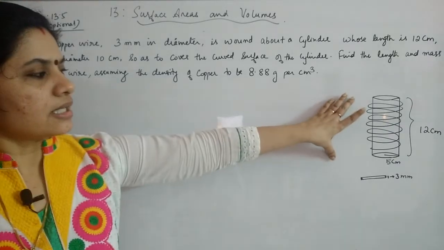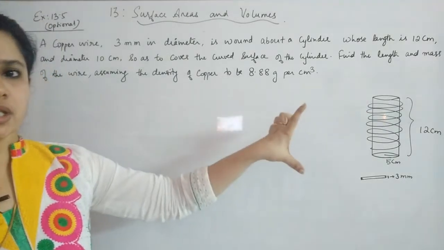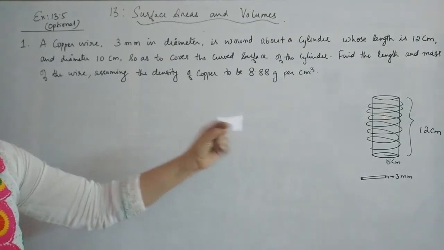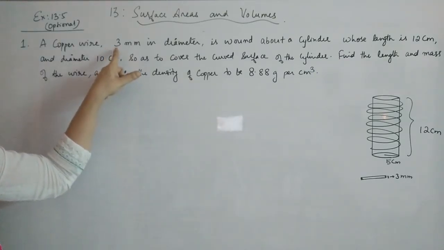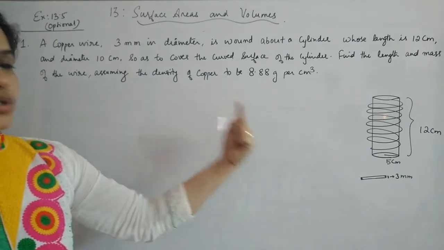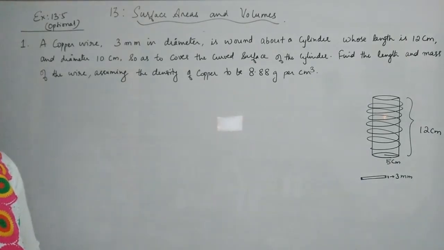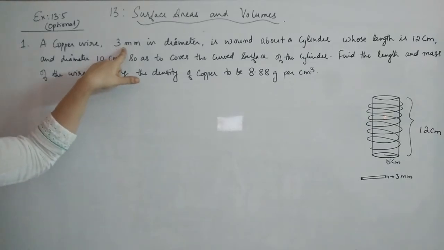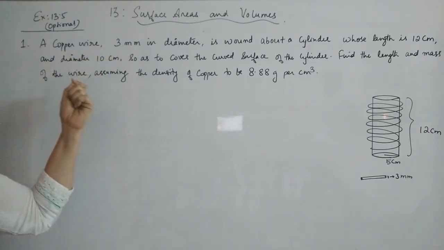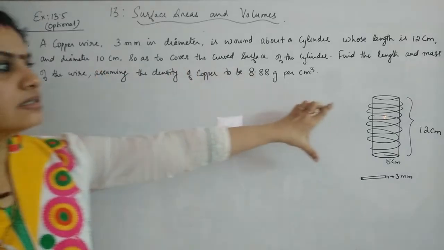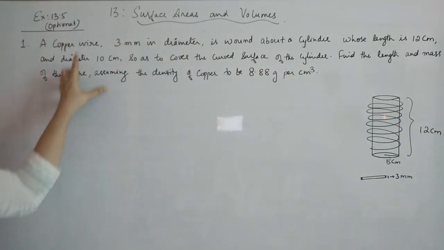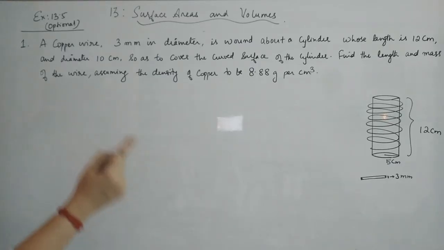So this is taken as a cylinder and a wire is wound throughout its curved surface. The copper wire which has been wound around the surface of the cylinder, its diameter is given, and the cylinder's total diameter as well as the total length is given. Now we have to find out how many rounds will be required to cover the whole curved surface of the cylinder, and then we will find out the length of the wire.